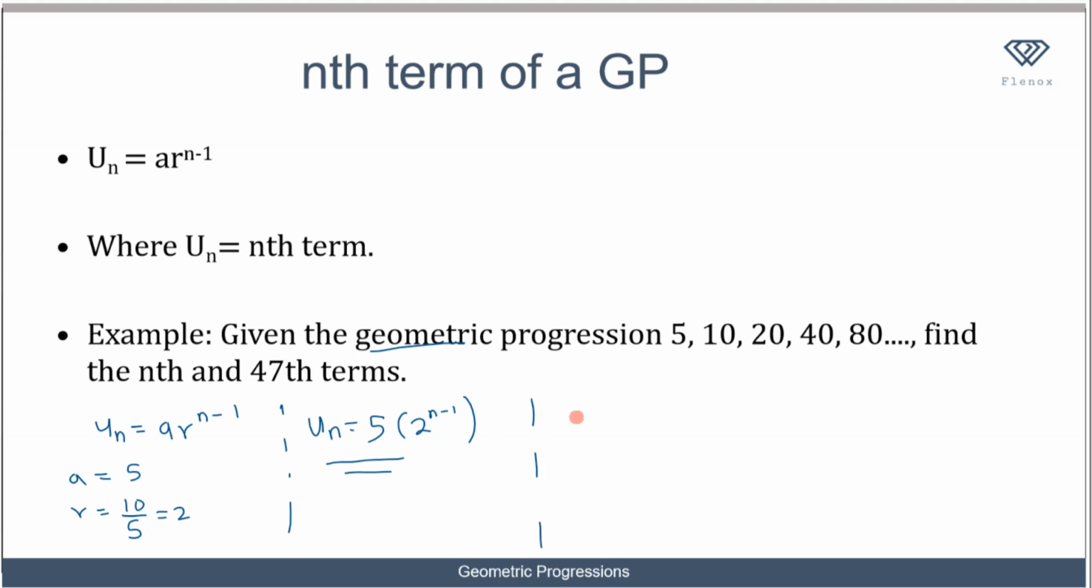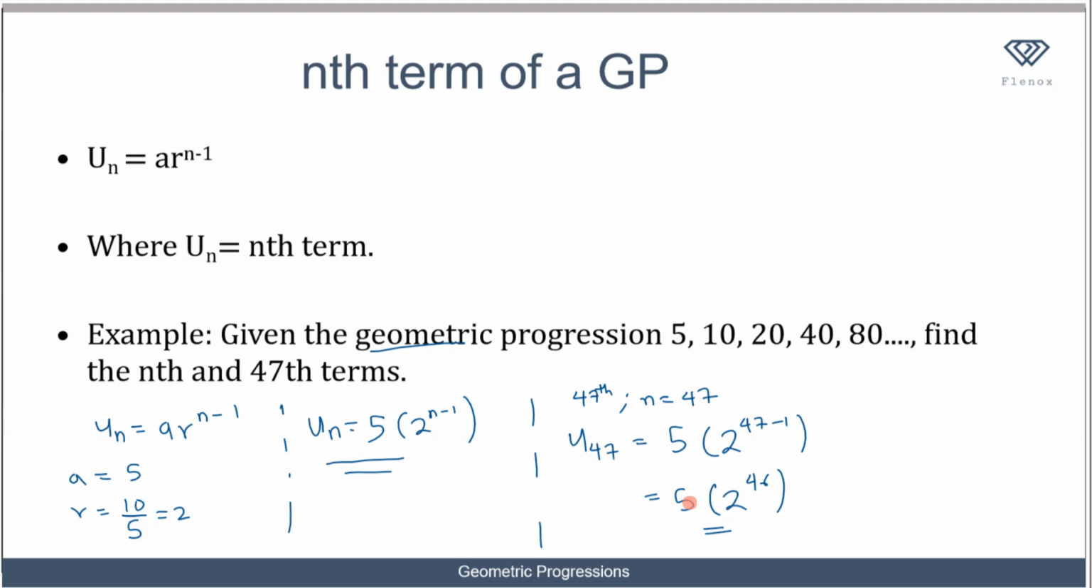So the B part of the question asks us to find the 47th term. So here n is equal to 47. So what do we have? U47 will be equal to 5 times 2 raised to the power 47 minus 1. And what would that be? 5 times 2 raised to the power 46. Now 2 raised to the power 46 is a very huge number, so we are not going to evaluate it.